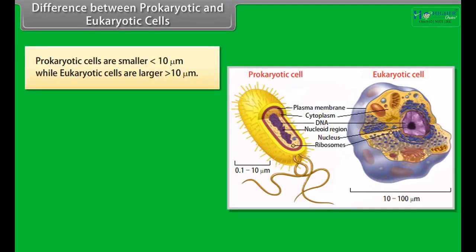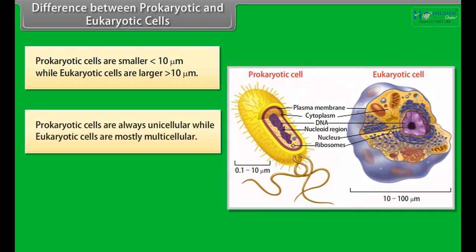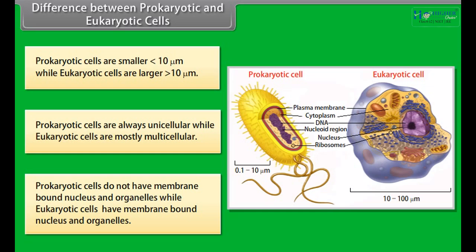Difference between prokaryotic and eukaryotic cells. Prokaryotic cells are smaller, less than 10 micrometer, while eukaryotic cells are larger, greater than 10 micrometer. Prokaryotic cells are always unicellular, while eukaryotic cells are mostly multicellular. Prokaryotic cells do not have a membrane-bound nucleus and organelles, while eukaryotic cells have a membrane-bound nucleus and organelles.